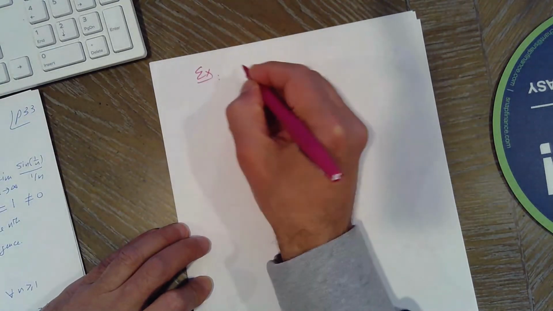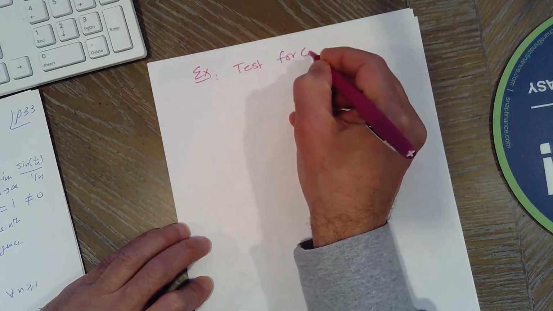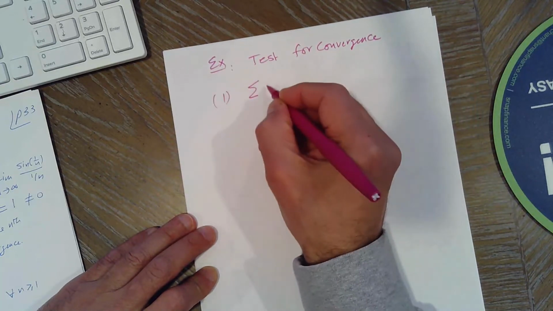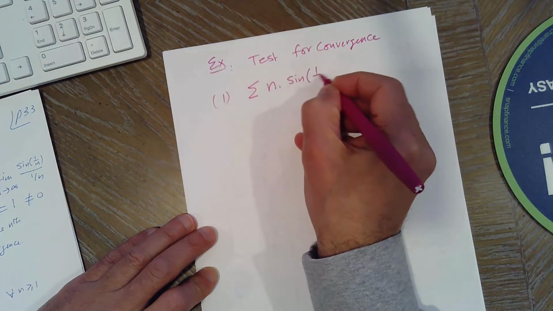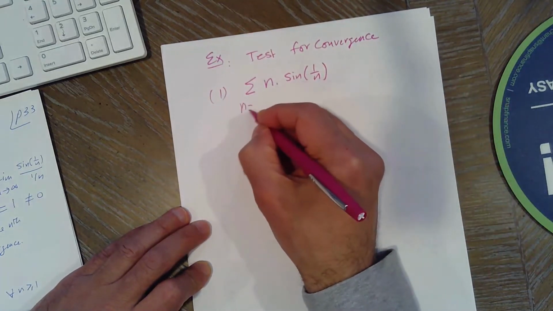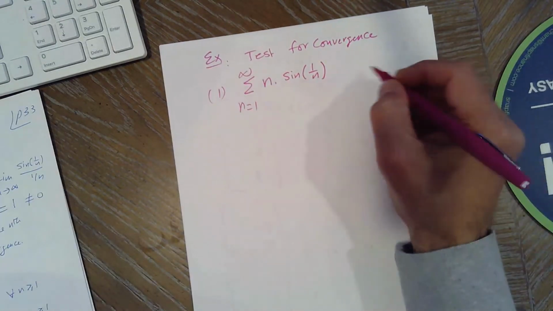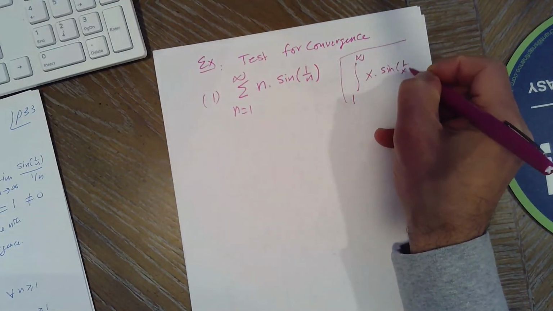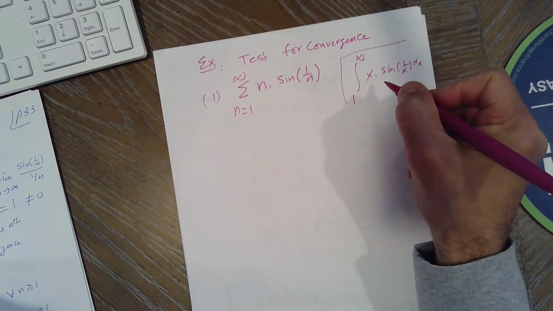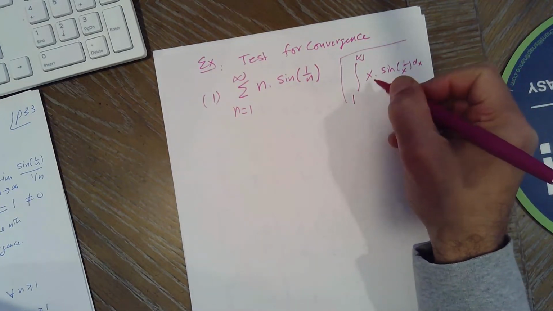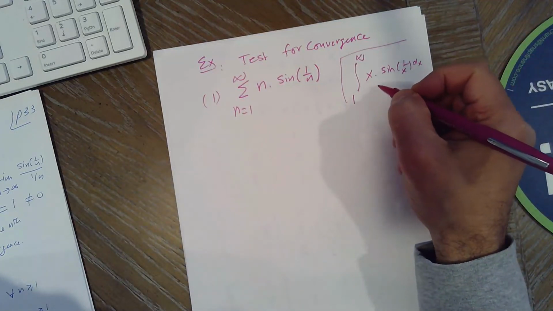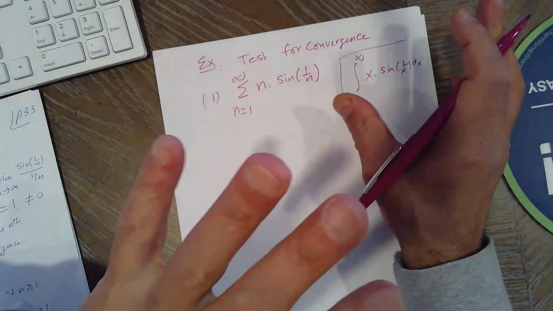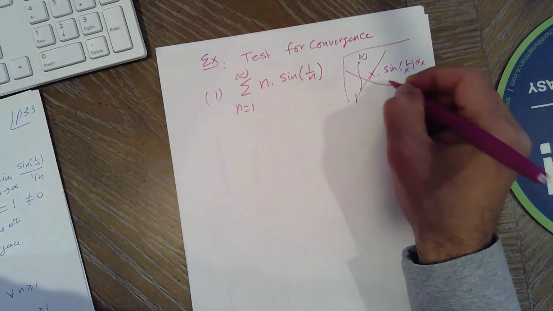So test for convergence: the sum of n times sine of 1 over n, n equals 1 to infinity. Remember, we used to do the integral test. So if I want to do the integral from 1 to infinity of x sine 1 over x, this can be done. It's not easy though. You can try integration by parts. It might not even work. So the integral test is not going to work.